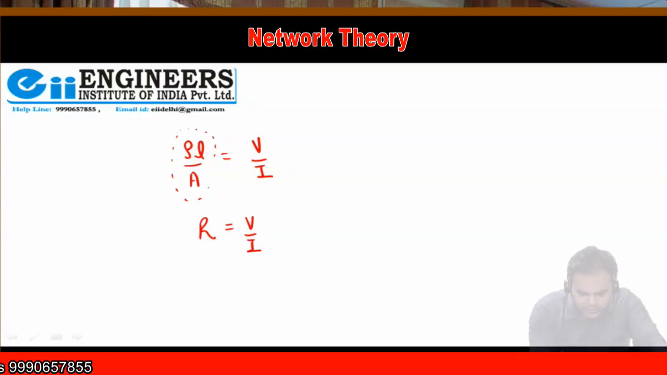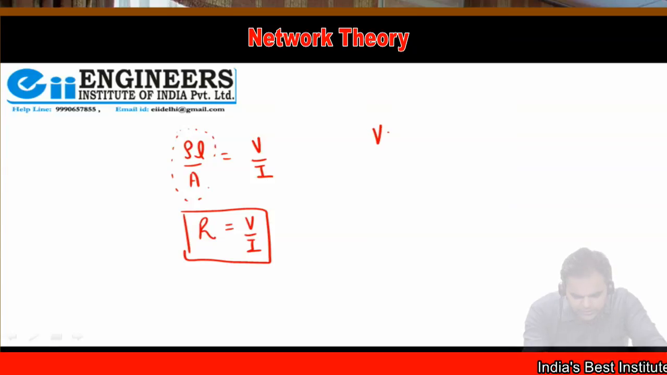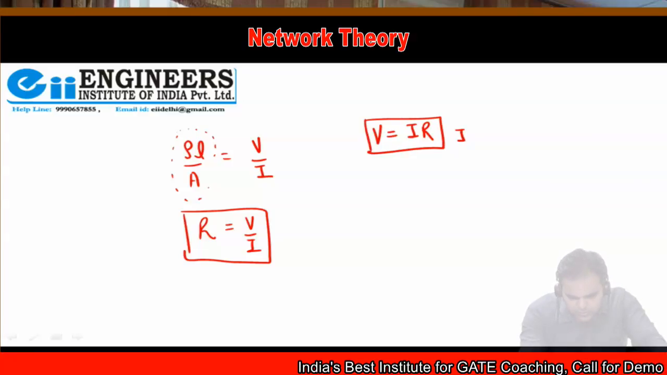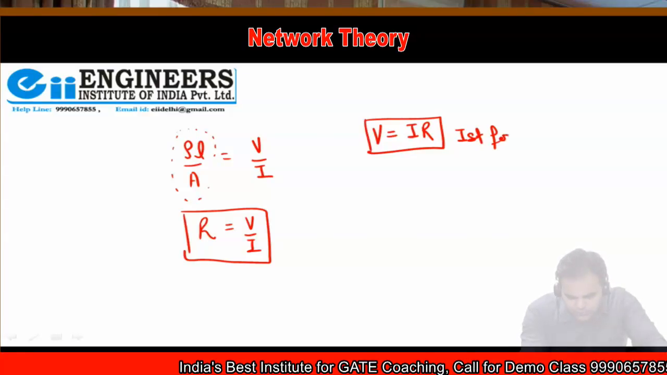R is a resistance. V by I is equal to R. So V is equal to IR. This is the Ohm's law first form.